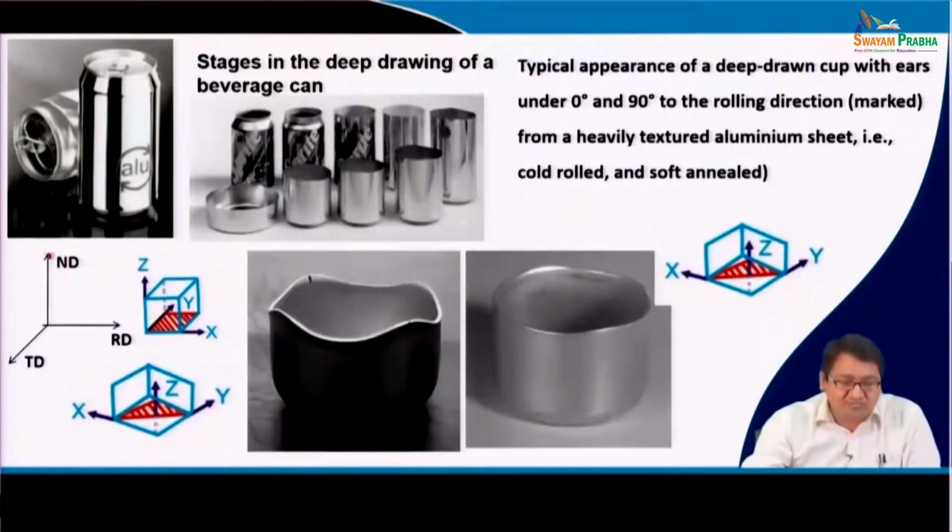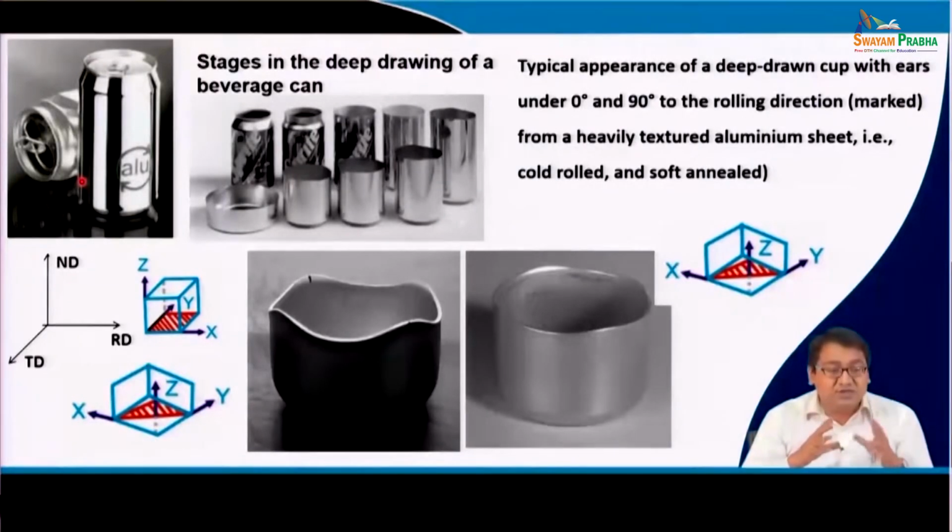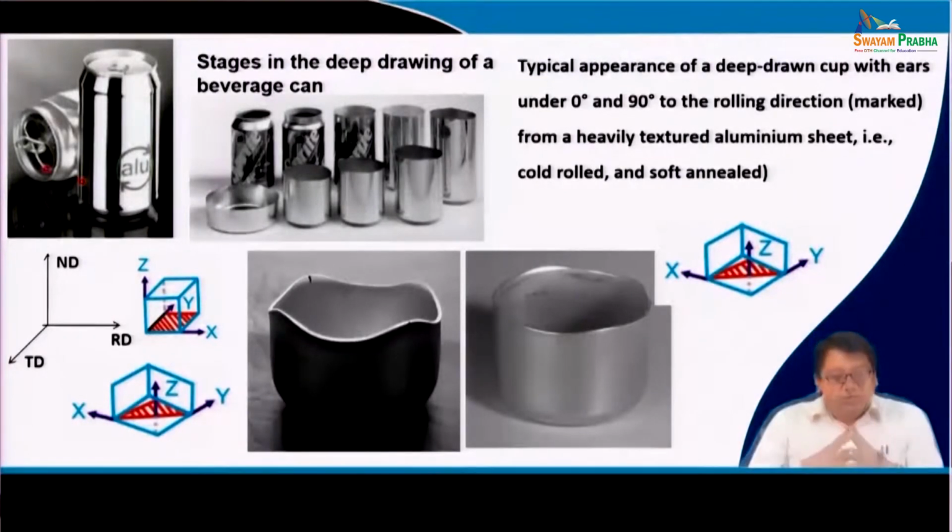And here are a few examples. Here are aluminum deep drawn beverage cans, and these beverage cans are being produced on a large scale to keep aluminum beverages. The most important thing about the deep drawing operation came up with the need to produce beverage cans to keep cold drinks and to have very thin beverage cans which could be disposable.